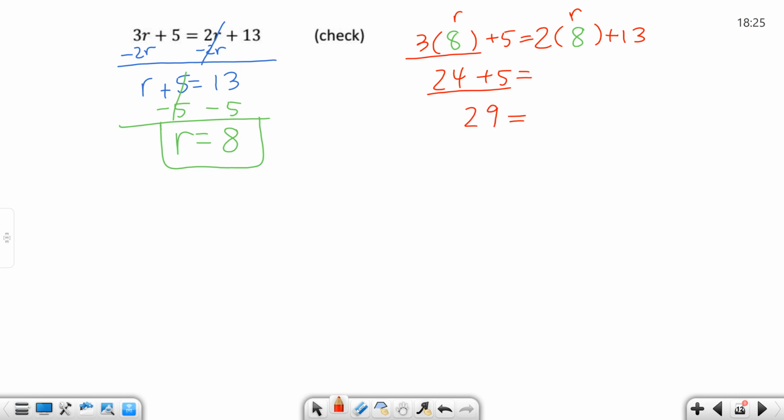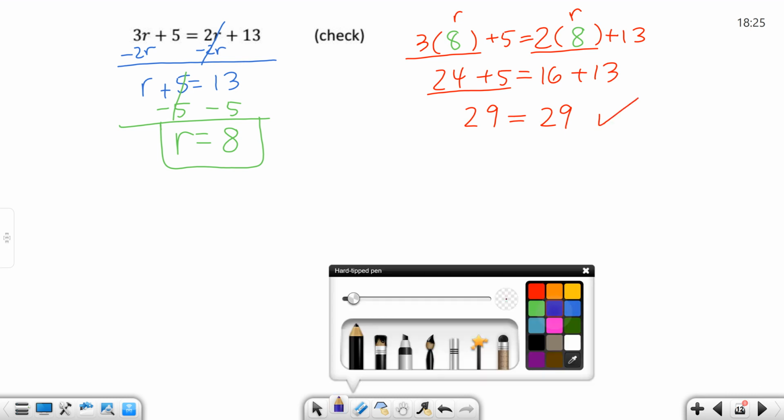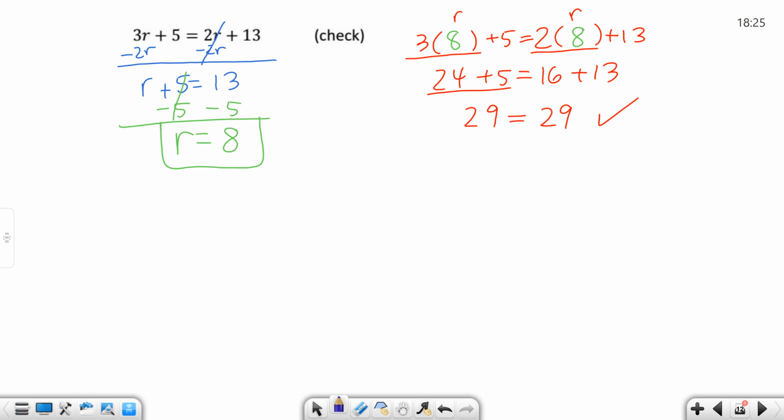Now let's go to the other side. 2 times 8 is what? 16, and then plus 13. And what is 16 plus 13? 29. Check. Boom. There it is. It worked out. Beautiful. 29 equals 29. Checks out. Boom. Always go to the original. Don't move things from one side to the other when you're checking.